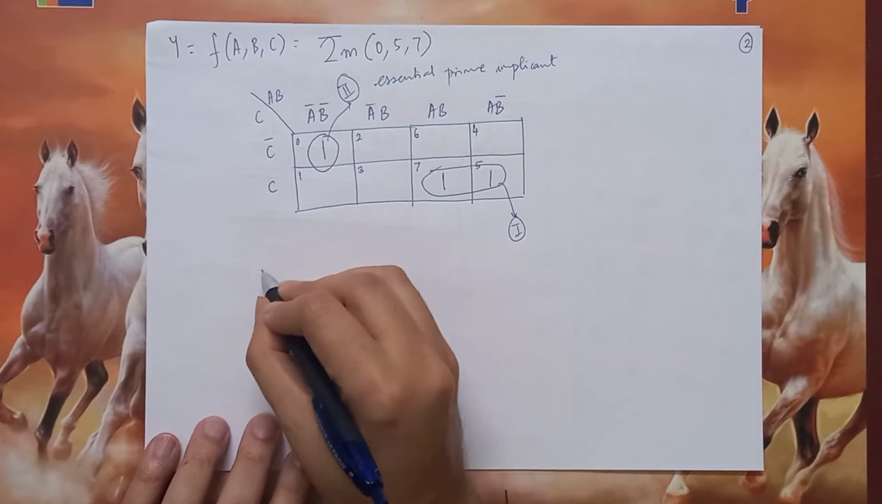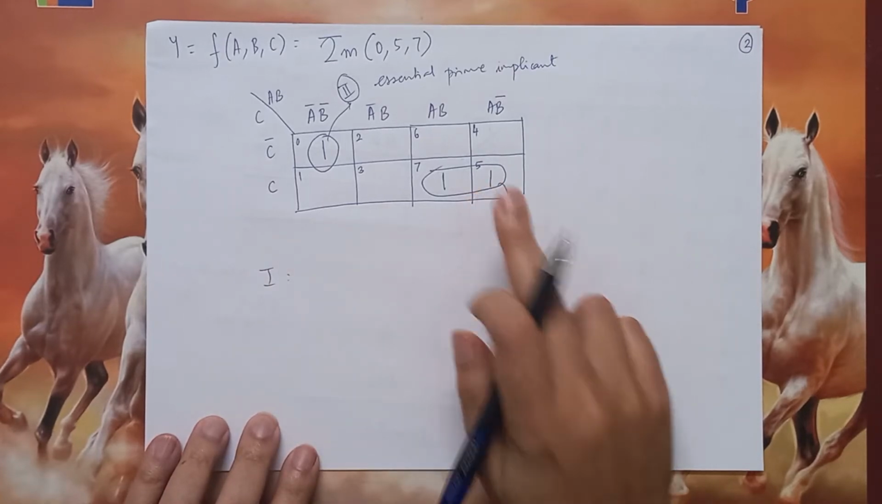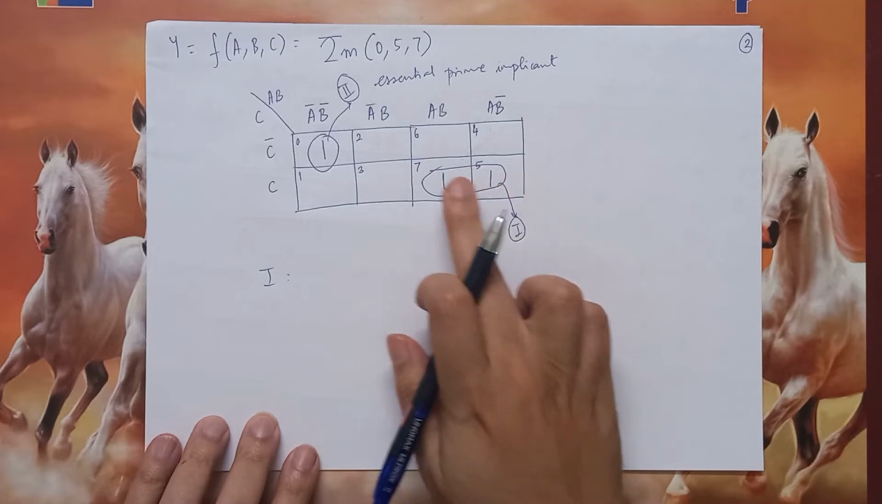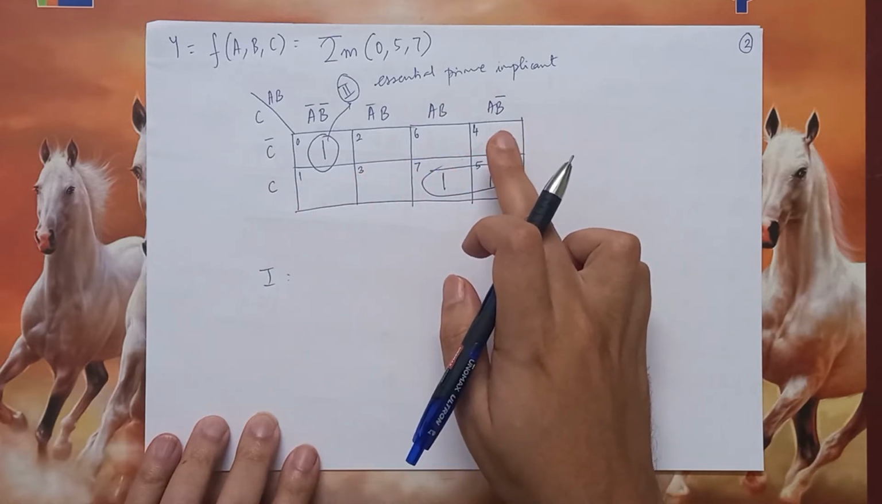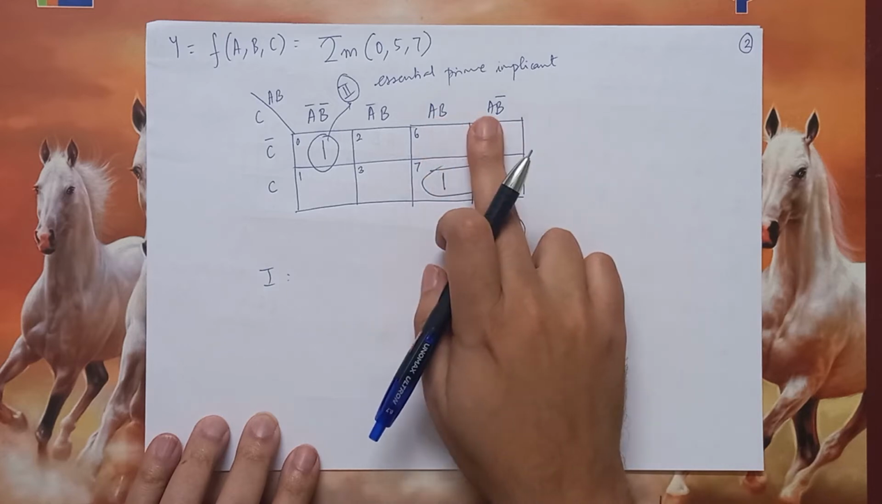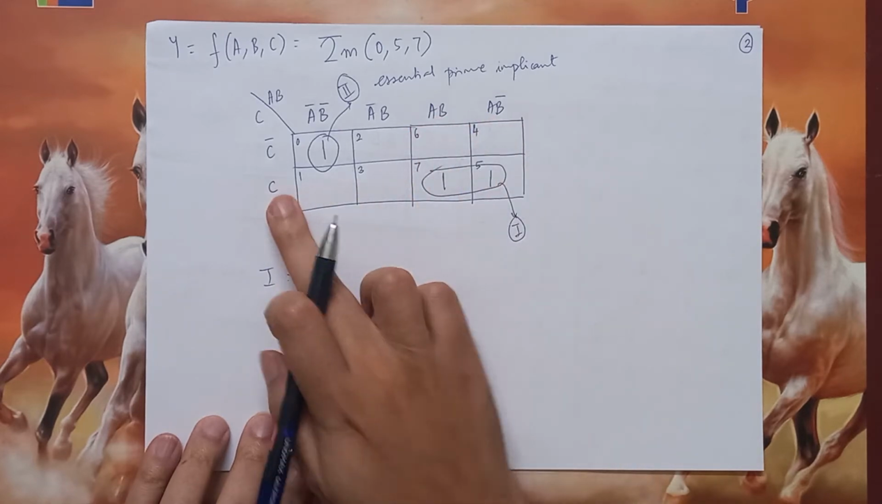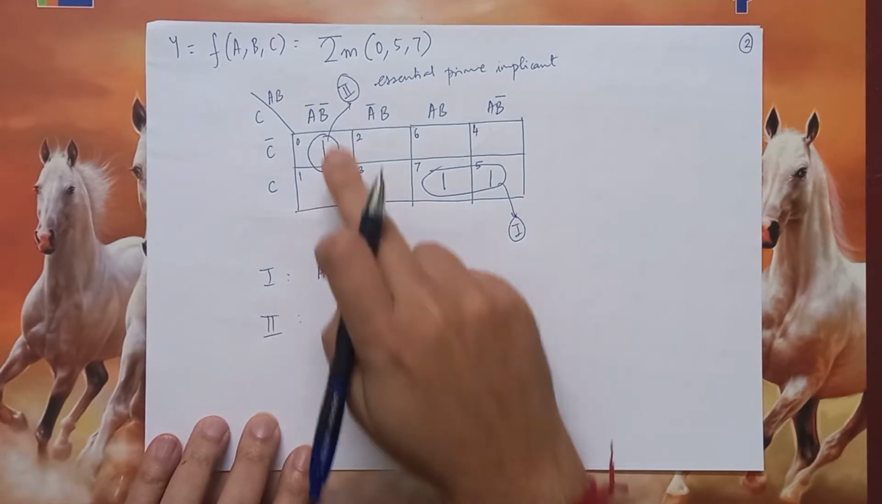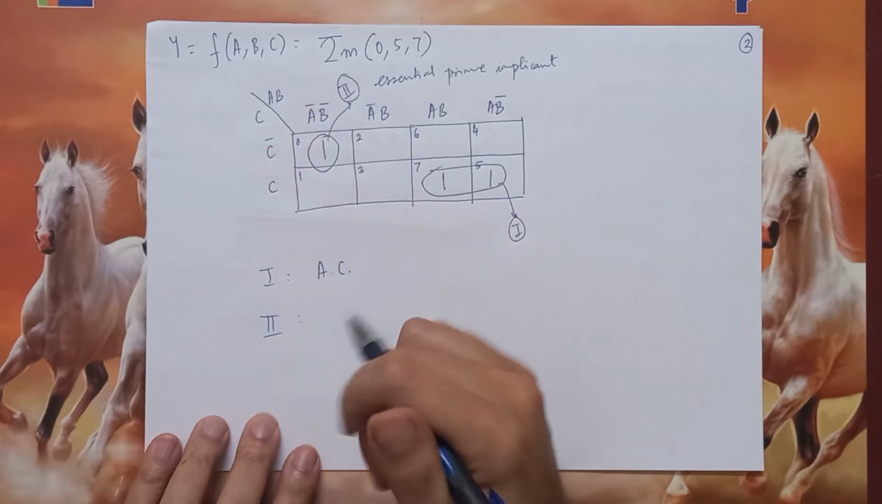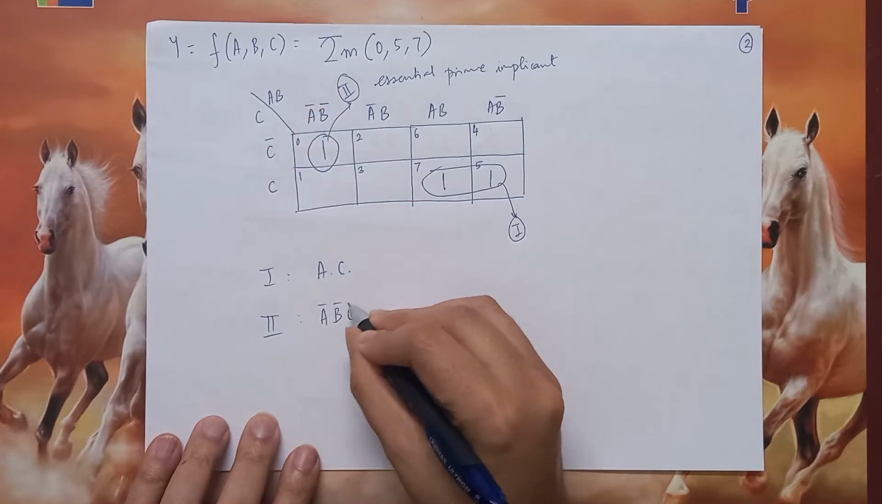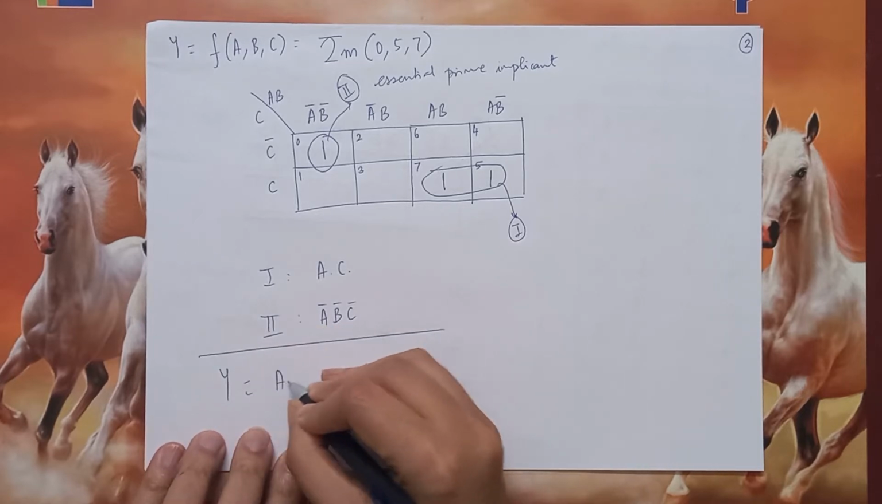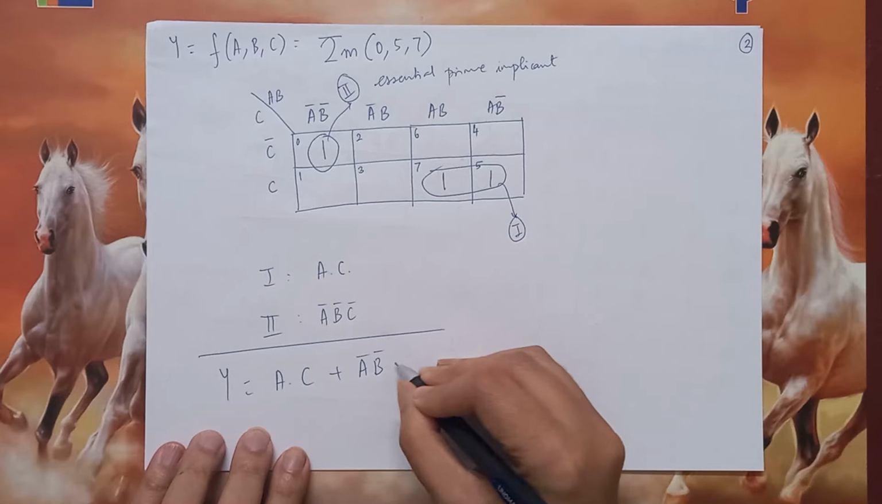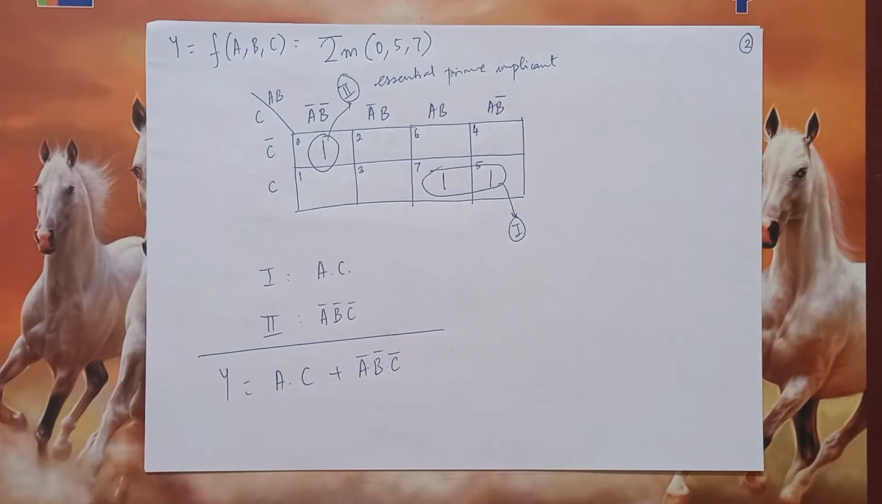So term number 1, if I look at group number 1, I can simplify it by looking at the common terms. That is, A is common here and C is common. So it's A dot C. And term number 2 will be this one as it is, that is A bar, B bar, C bar. So therefore Y will be equal to A dot C plus A bar, B bar, C bar. And this is the most simplified form that you can extract out of this K-map.